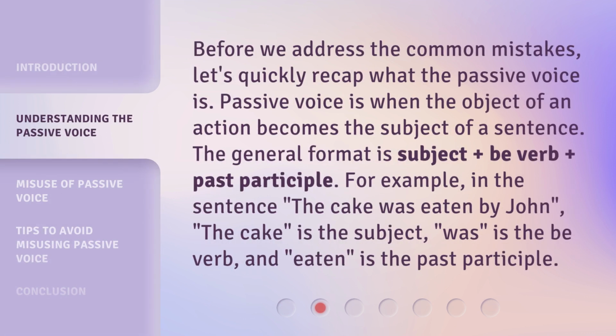Before we address the common mistakes, let's quickly recap what the passive voice is. Passive voice is when the object of an action becomes the subject of a sentence. The general format is subject plus be verb plus past participle. For example, in the sentence, "The cake was eaten by John," the cake is the subject, was is the be verb, and eaten is the past participle.